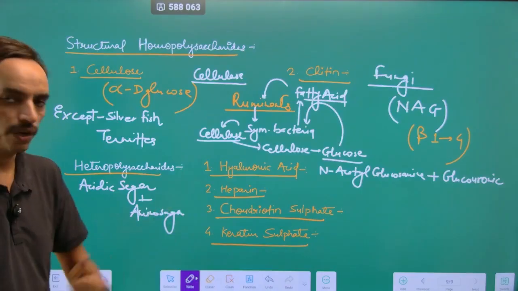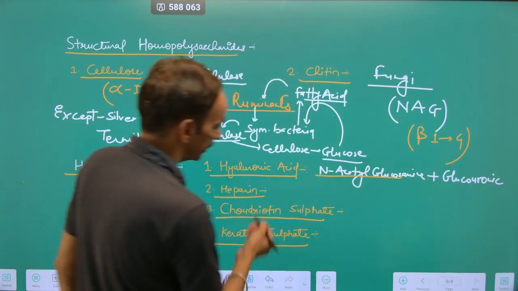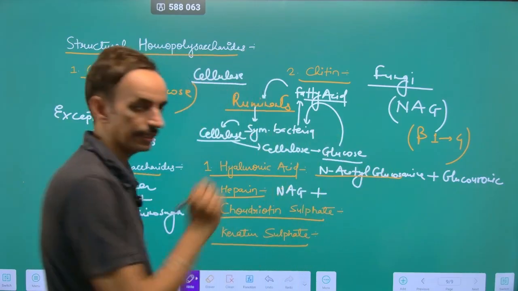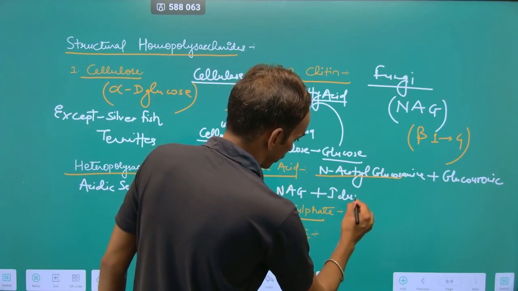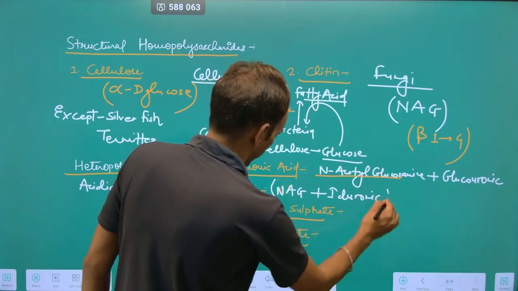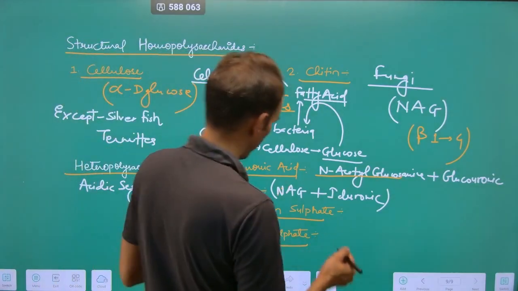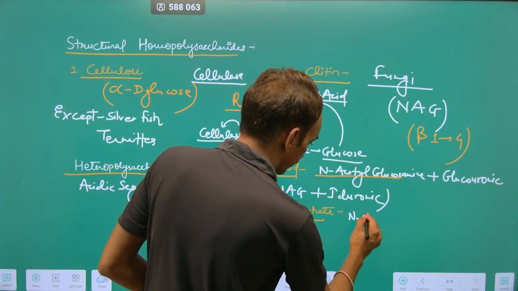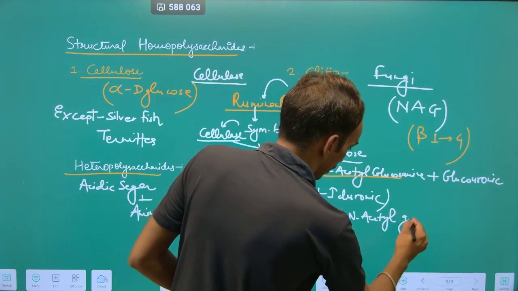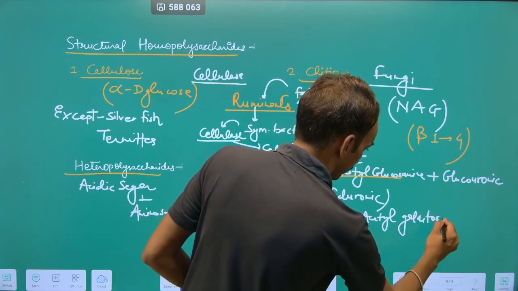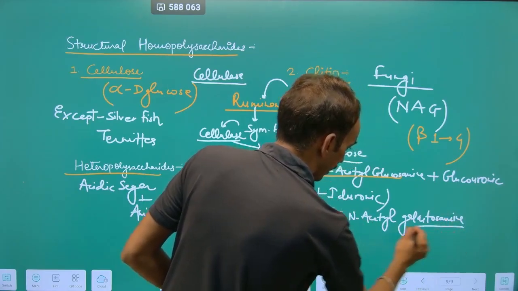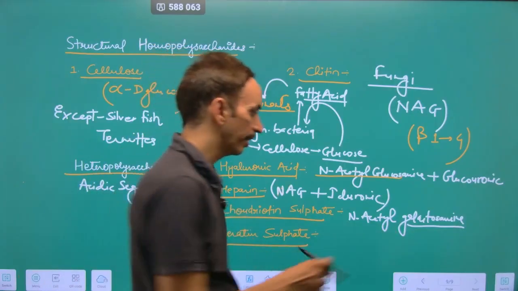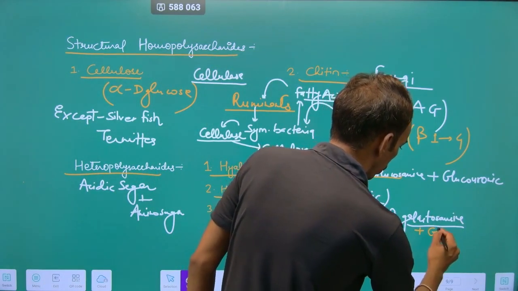Glucuronic acid. While in case of heparin, again the amine sugar is N-acetyl glucosamine, but there is a presence of iduronic acid in place of glucuronic acid. Next is chondroitin sulfate. It is a heteropolysaccharide of N-acetyl galactosamine. Galactose is the C4 epimer of glucose. So there is N-acetyl galactosamine plus there is a glucuronic acid.